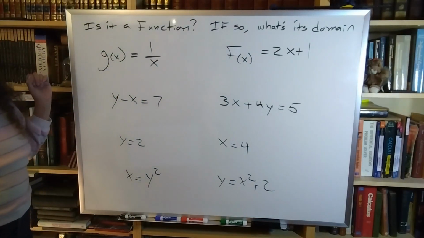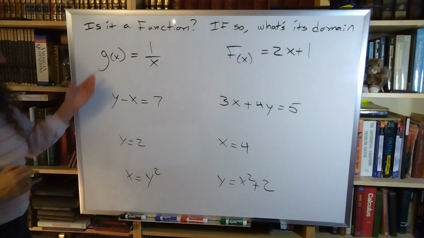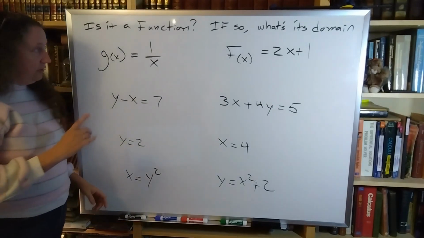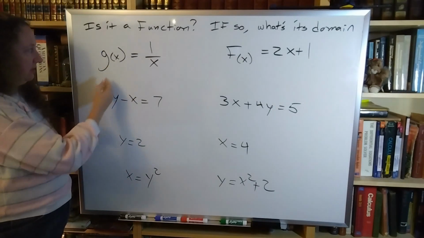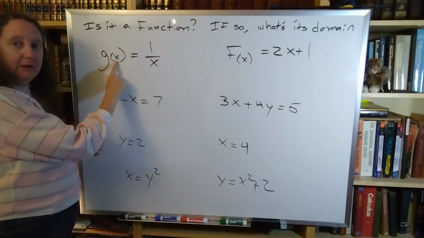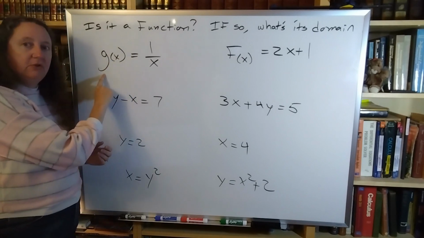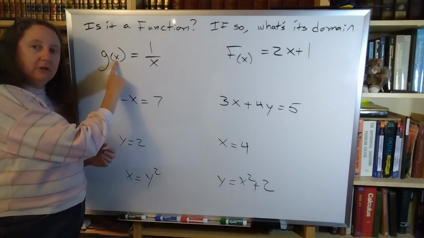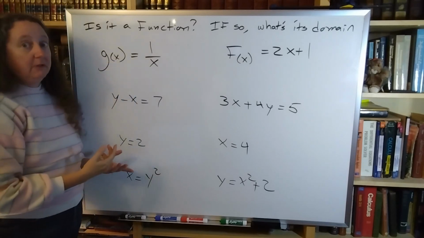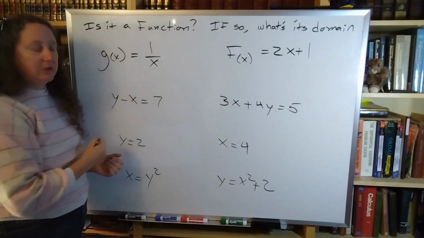Is it a function? If so, what is its domain? So we have two of these written in function notation. When you write things in function notation, you have the function name and then the name of the independent variable. My function name here is g, and my independent variable is x. Because this is written in function notation, I can be pretty certain that yes, this is a function.